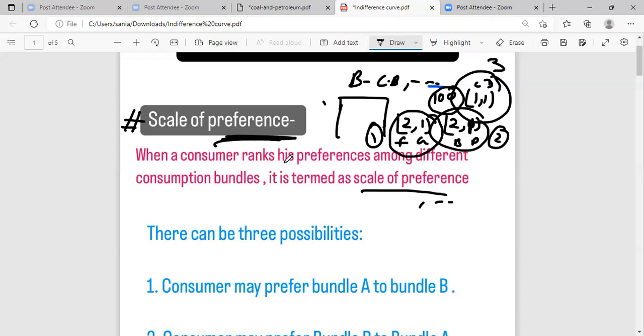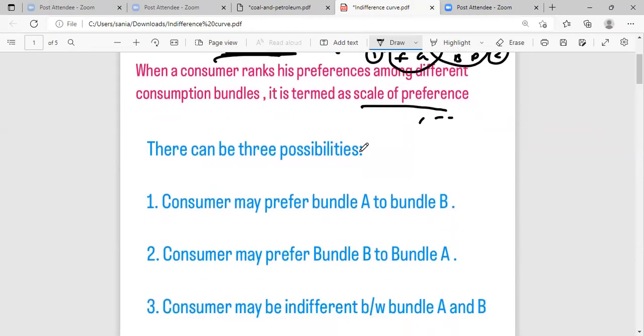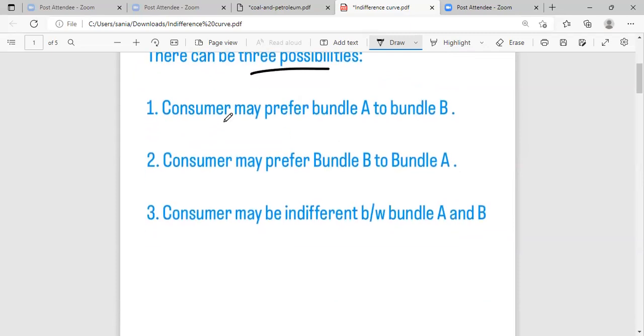So when a consumer, instead of telling me that I want 10 quantities of this and that, ranks his preference among different consumption bundles, it is termed scale of preference. Now, there can be 3 possibilities, ma'am. What 3 possibilities? First, a consumer may prefer bundle A to bundle B. So, for example, you have bundle A and bundle B. The first thing is that you prefer bundle A more as compared to B. First situation, it can be like this.